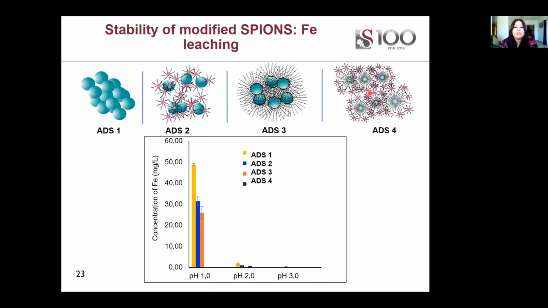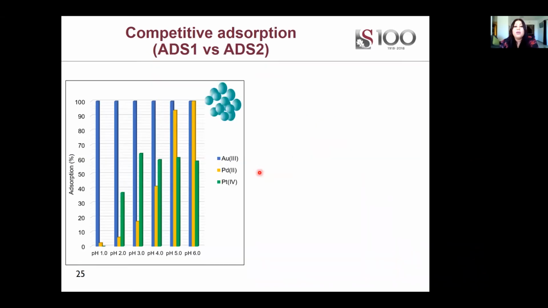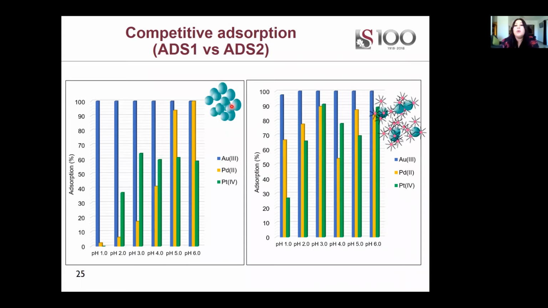And the question was now just, will it also extract the metals? So we did competitive adsorption after this. We used a mixture of our gold, palladium, and platinum species because we wanted to see what it will extract first. If we compare the naked ions with the second adsorbent first, you can see the naked ions, as we said, at pH 1 extracted 100% of the gold selectively, but unfortunately it's not stable at pH 1, so you can't reuse it. So this is what the problem was.